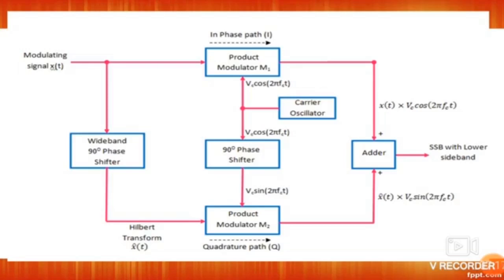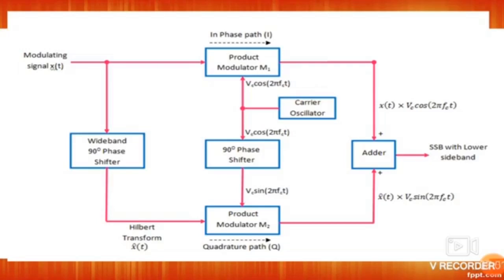In the second, lower part we have product modulator 2. Here the input signal x of t is given a 90-degree phase shift by using the Hilbert transform, and x of t is converted to x cap of t and given as one input of product modulator 2. The other input of product modulator 2 is the carrier signal, which is also given a 90-degree phase shift. Both are multiplied, and the output of product modulator 2 is x cap of t multiplied with Vc sin 2 pi fct. So the 90-degree phase shift of cos is sin, that is Vc sin 2 pi fct.